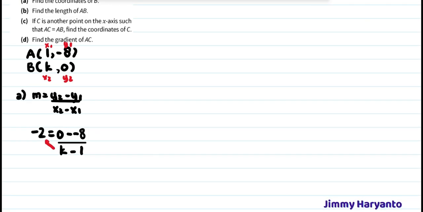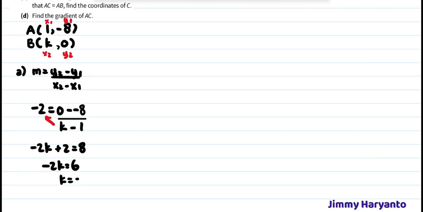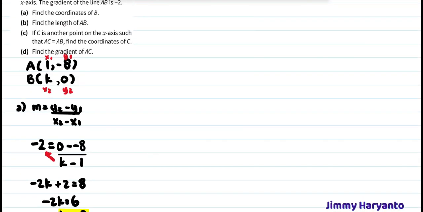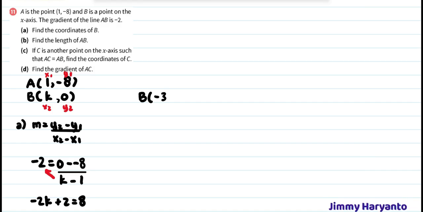I will cross multiply this, so I will have negative 2k plus 2 equals 8. So negative 2k equals 8 minus 2 equals 6. So k equals negative 3. So this is the value of k. That means the coordinate of B is negative 3, 0.